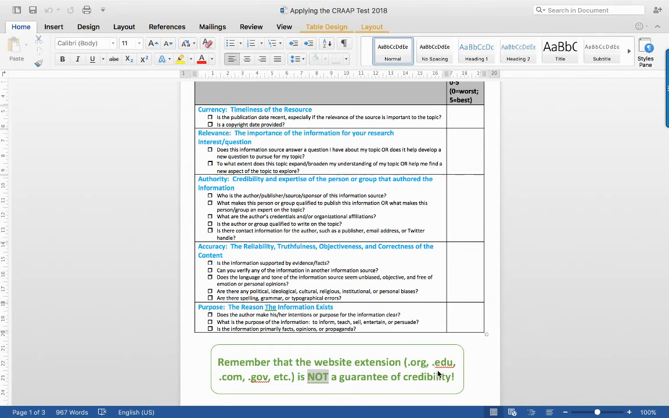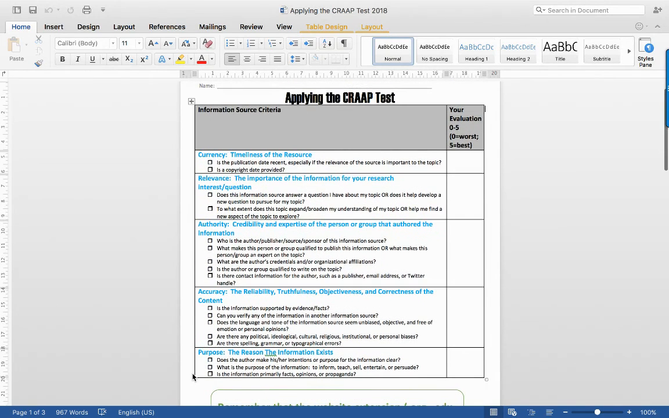.edu belongs to an educational institution. .com generally refers to or belongs to commercial websites, and .gov is something that belongs to government websites. So .edu and .gov tend to be the ones that are less likely to give you trouble. But again, it doesn't guarantee that what's there is credible. So that's a quick overview of the CRAAP test.